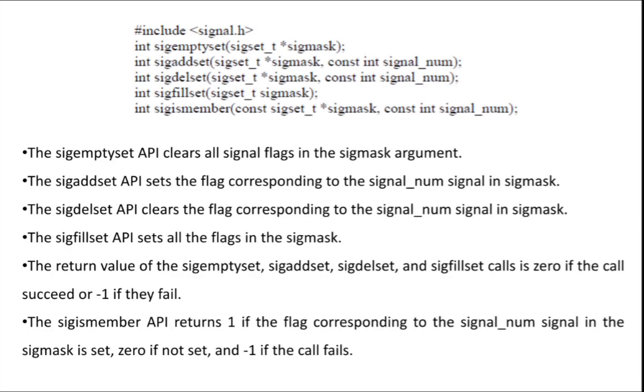Next is sigaddset. The sigaddset API sets the flag corresponding to the signal in the signal mask. That means if you want to add any signal to the signal mask to block that signal, you can do that using the sigaddset API. Next is the sigdelset API. It's going to clear the flag corresponding to the signal number in the signal mask.